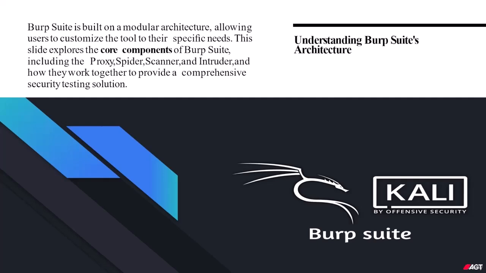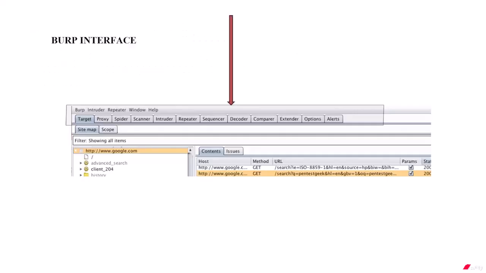In this lecture, we will explore the core components of Burp Suite, including Proxy. This component intercepts and modifies web traffic. It allows us to see and change the data being sent between your browser and the web application. Spider. The spider automatically crawls the web application. It finds all the pages and forms, helping us to understand the entire scope of the application.